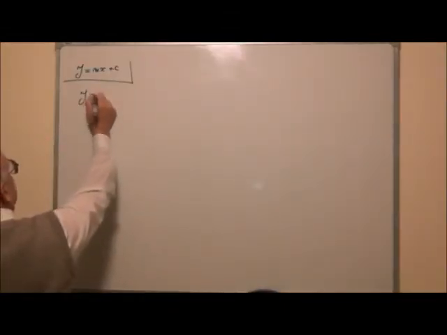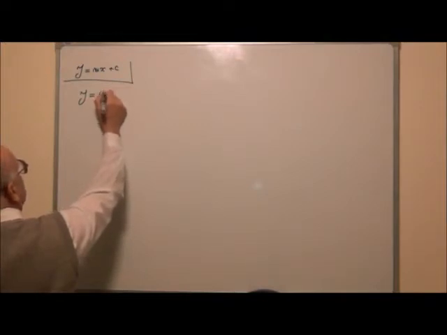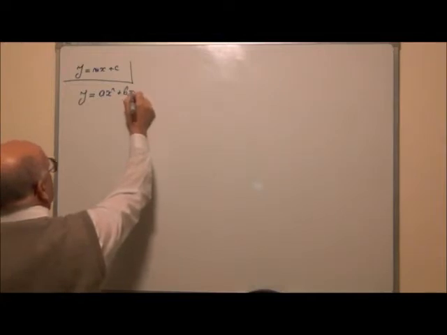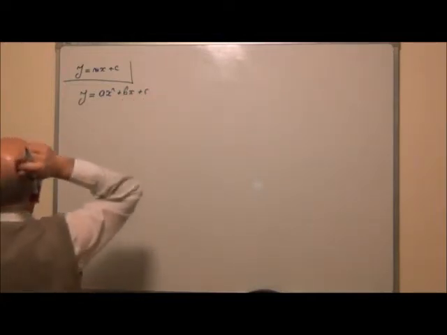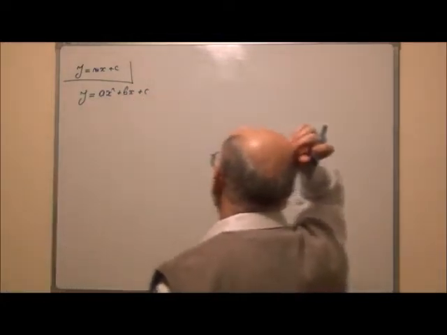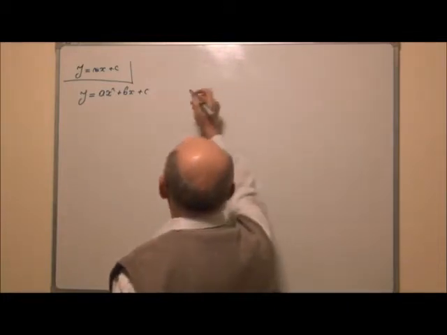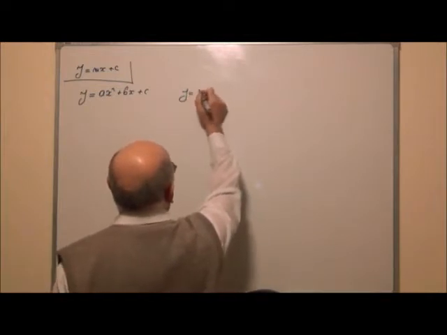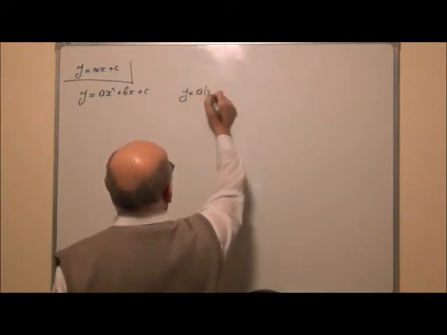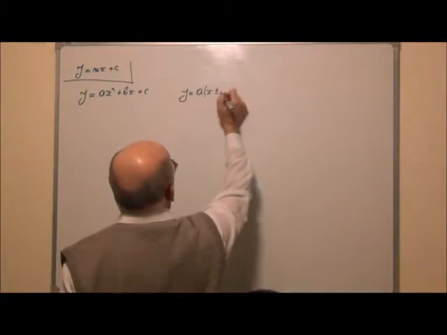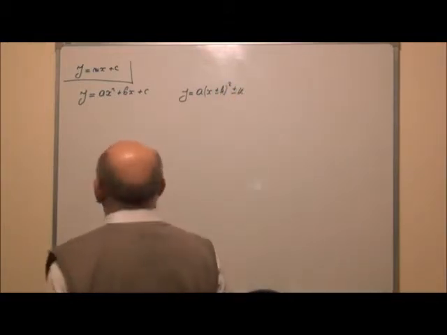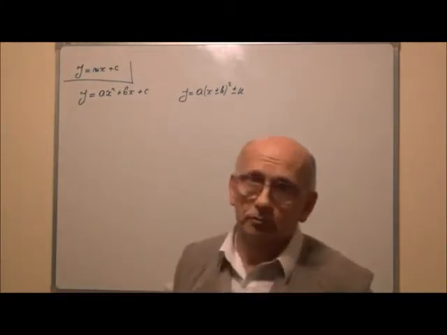A parabola has two different forms. One is ax squared plus bx plus c, which we call the standard form, while the other one is y equals a(x plus or minus h) squared plus or minus k, which is the turning point form.